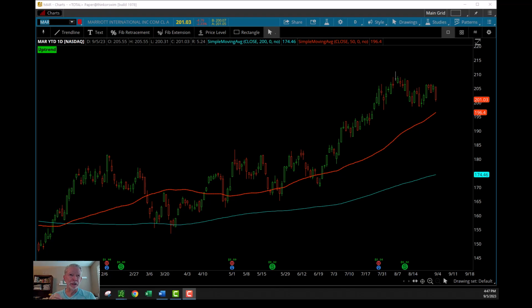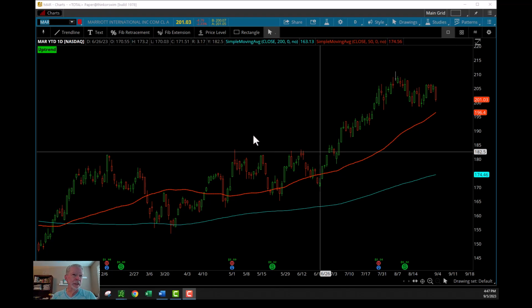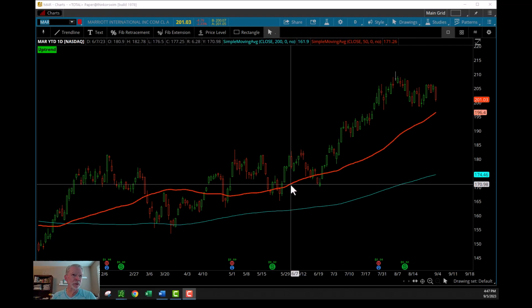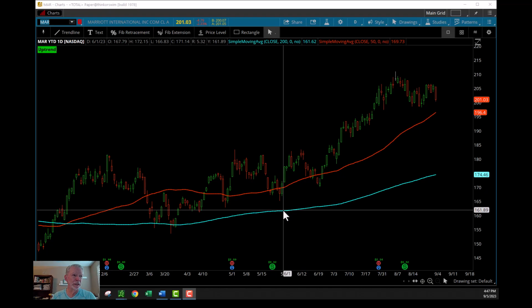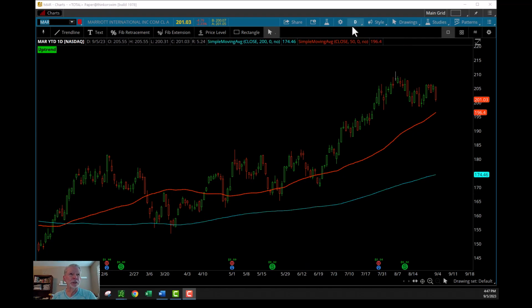So, the moving averages. I have on the screen a red line, which is a 50-day moving average, and a blue line, in this case, is a 200-day moving average. You can change the length of time on moving averages to whatever suits your preference, what you like to see, what's been working for you, your time looking at stock charts, etc.